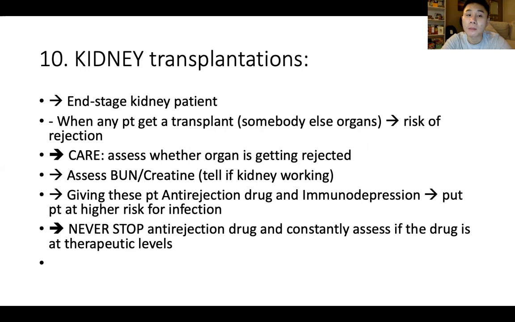Whenever the patient gets a transplant, meaning somebody else's organ, there will always be a risk for rejection. How do we care? We have to assess whether the organ is getting rejected. In other words, we have to assess whether the kidney is working. We do this by assessing BUN and creatinine. This will tell us whether the kidney received from somebody else is working inside this person. Also, we need to give this patient anti-rejection drugs and immunosuppression because we don't want the body to fight this kidney.